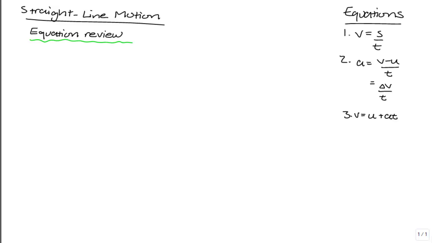Right, so for equation 4, the next equation on the list, we're going to start with equation 1, v is equal to s over t.